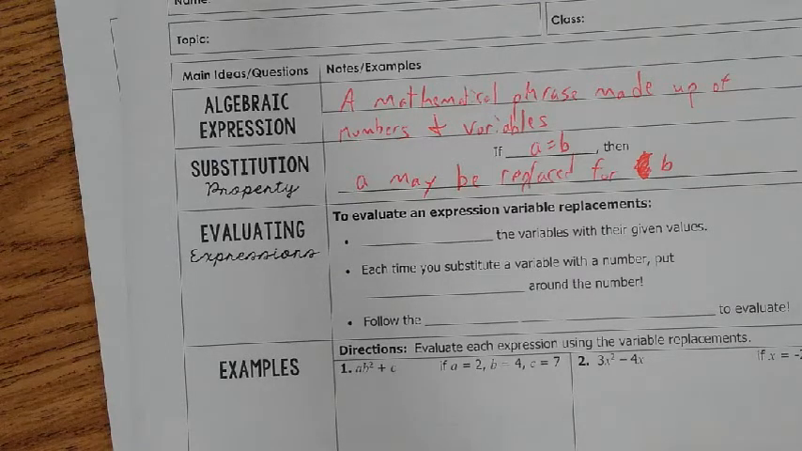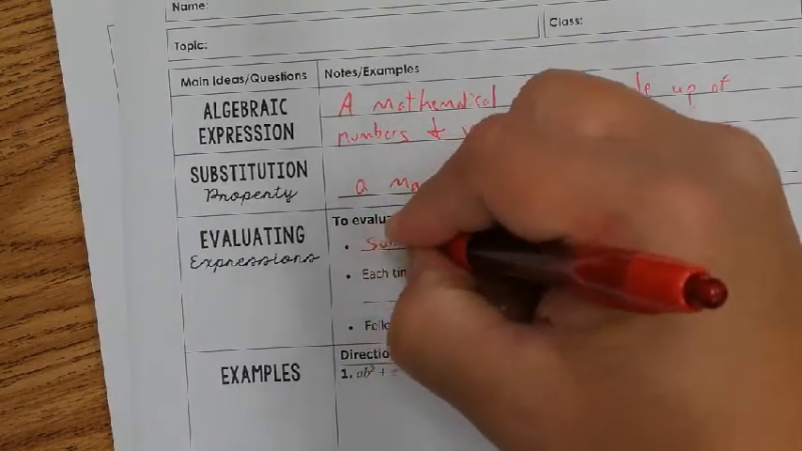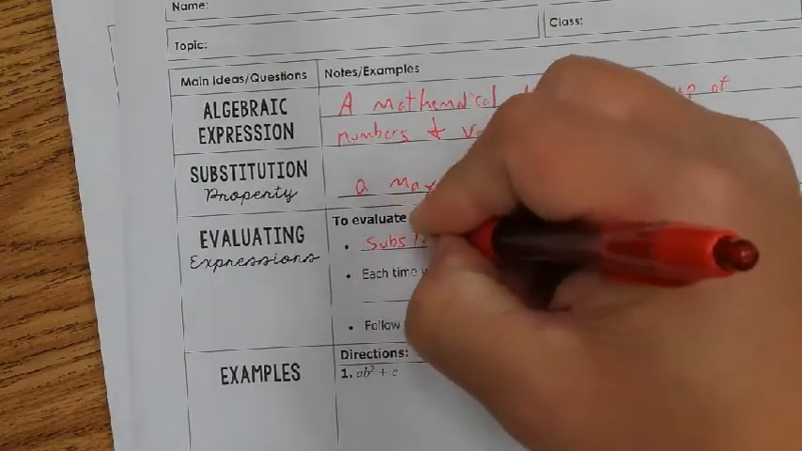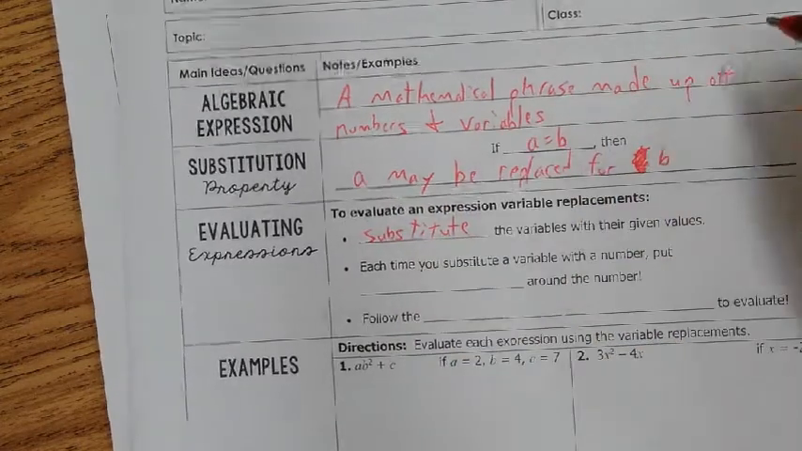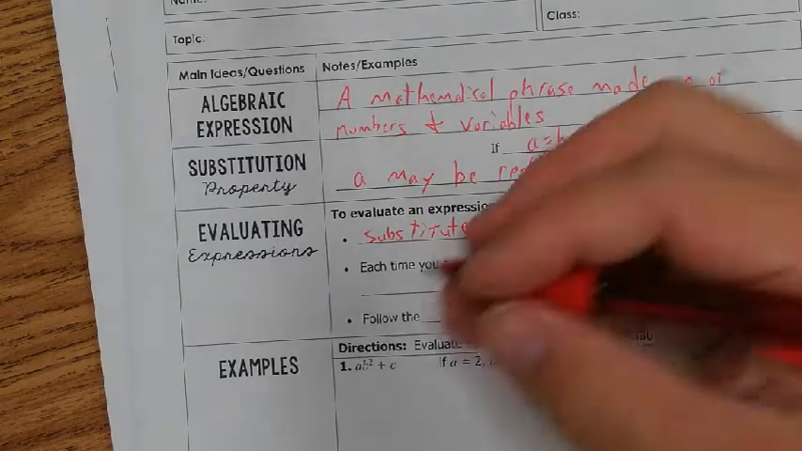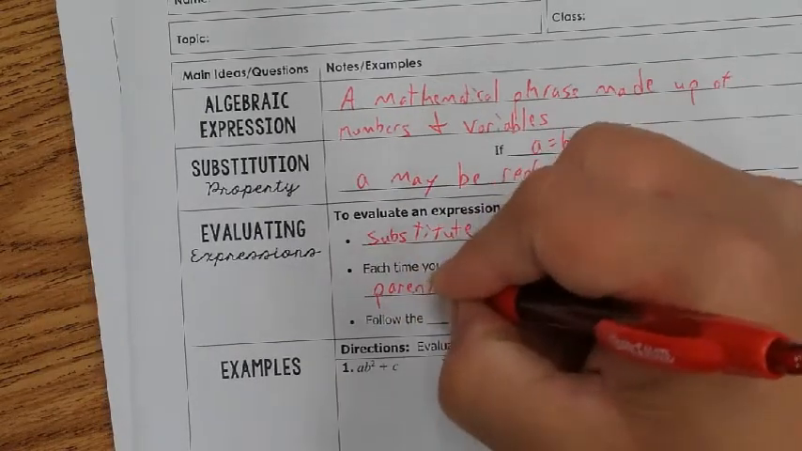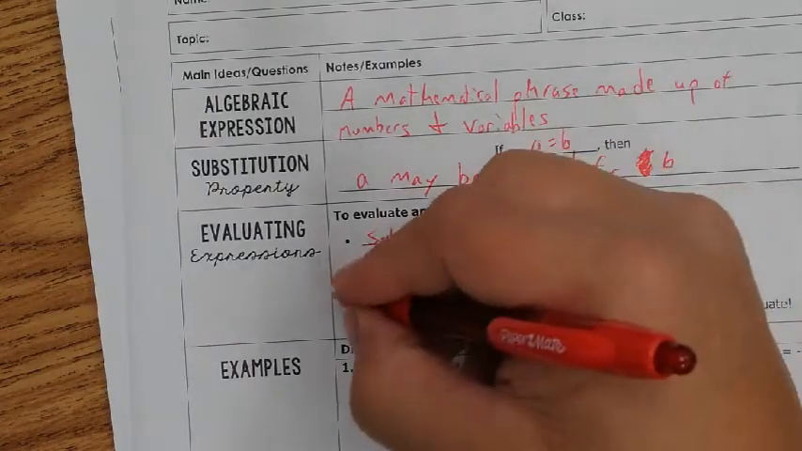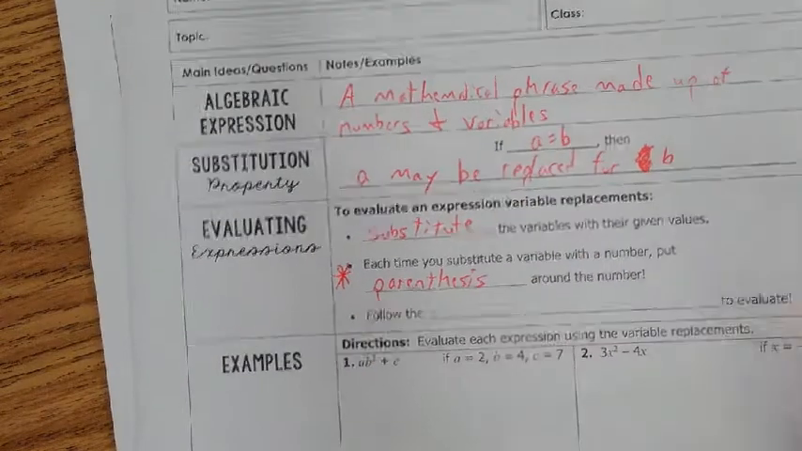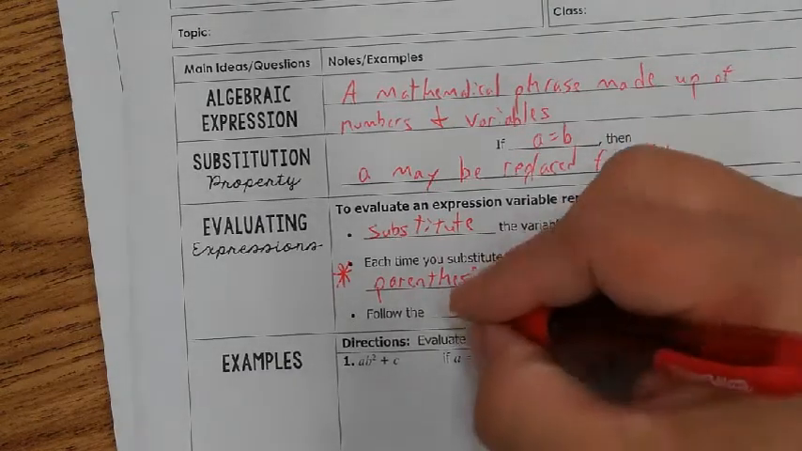So, whenever you evaluate an expression, you substitute the variables with their given values. So, you're first going to want to substitute it. Remember, substitute just basically means switch them out. They replace each other. Each time you substitute a variable with a number, put parentheses around that number. That's huge. If you forget your parentheses, you're going to end up messing up on certain problems. And then finally, we just follow the order of operations to evaluate. So our PEMDAS.